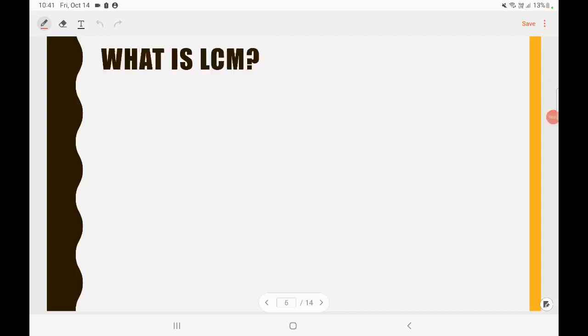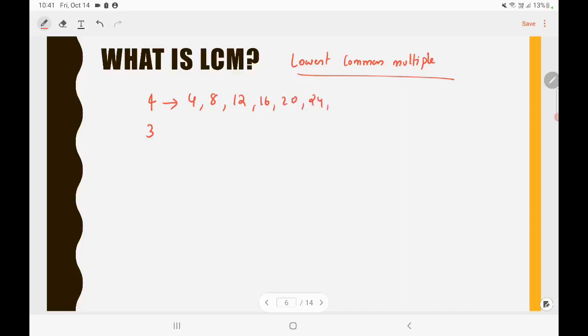Now let's see what LCM is. LCM is lowest common multiple. Before looking into what LCM is, you need to know what common multiples are. For that, let's take an example. Let's take the case of 4 and 3. What are the multiples of 4? You have 4, 8, 12. That means 4 into 1 is 4, 4 into 2 is 8, 4 into 3 is 12, 4 into 4 is 16, then 20, 24, then 28, 32, and so on.